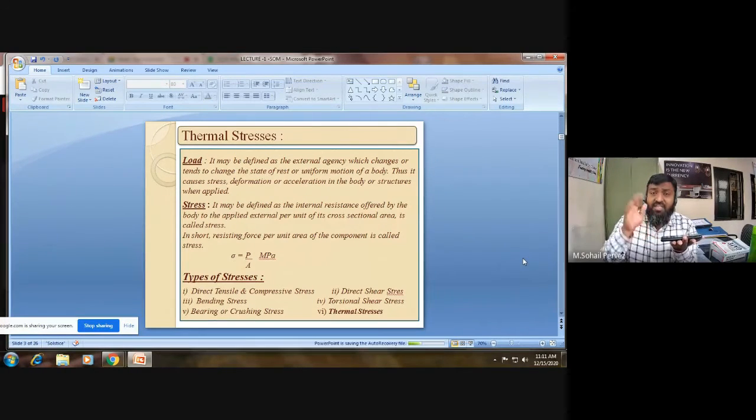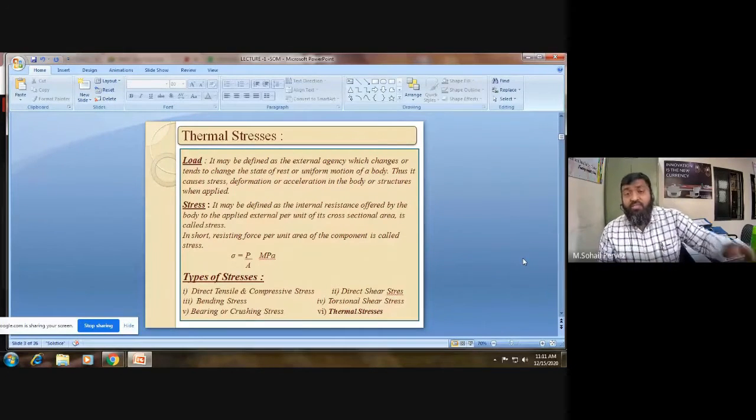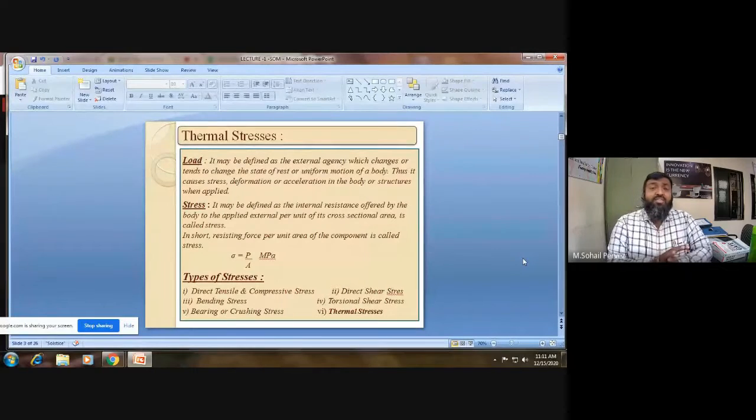When we say changes, say for example, I am applying the force in this fashion. So this is the force which can move this body. This is how we can define and learn about load. Again, I am repeating, the load is an external agency which changes or tends to change the state of rest or uniform motion of a body.